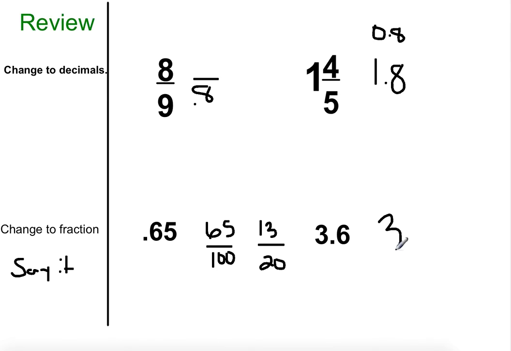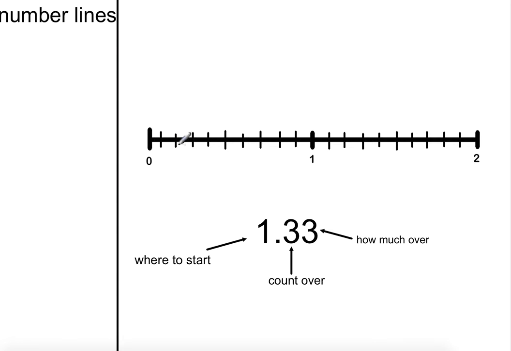3.6, again, the whole number just stays. And that's 6 tenths, which then is simplified to 3 and 3/5. All right. So let's take a look here. Remember a number line.